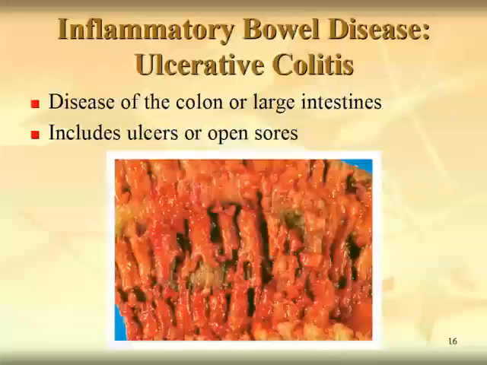Inflammatory bowel disease, when we look at ulcerative colitis, you can see how this bowel looks different than the one from Crohn's. This is a disease more of the colon and large intestines, whereas Crohn's was more of the small intestine. This one includes ulcers and open sores also. Usually this one affects the rectum and sigmoid colon, and the patient is at huge risk for perforation and massive hemorrhage in this area. Usually with this one, the large bowel is affected in more of a continuous pattern, whereas with Crohn's it was more of a patchy look.